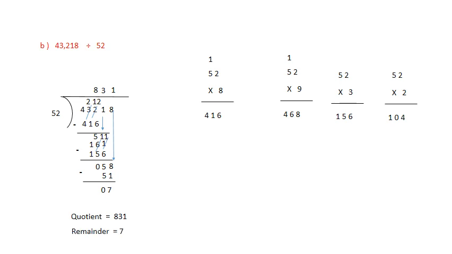So when you divide 43,218 by 52, you get quotient 831 and remainder 7. I hope, student, you have understood this sum very well. Let's come to the next one.